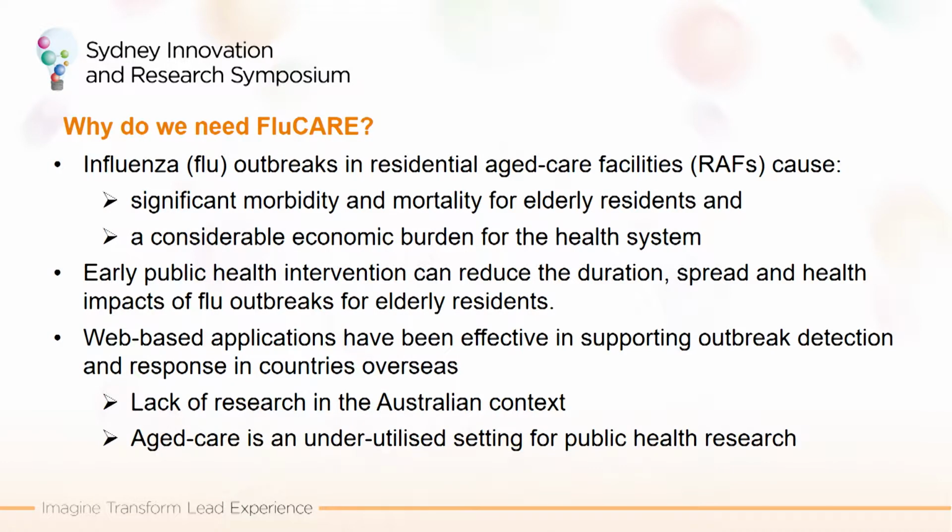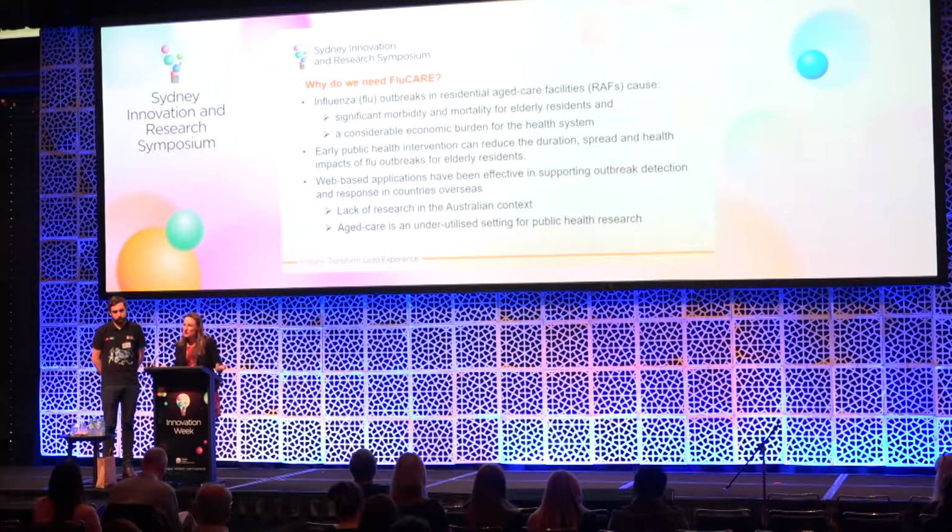Why do we need FluCare? It's probably not new to most people in the room that every year influenza, or flu, causes over 100,000 cases of disease, over 2,000 hospitalisations and 400 deaths annually. We know that nursing home residents in aged care facilities are very vulnerable. They're at the greatest risk of hospitalisation and death due to flu of any age group.